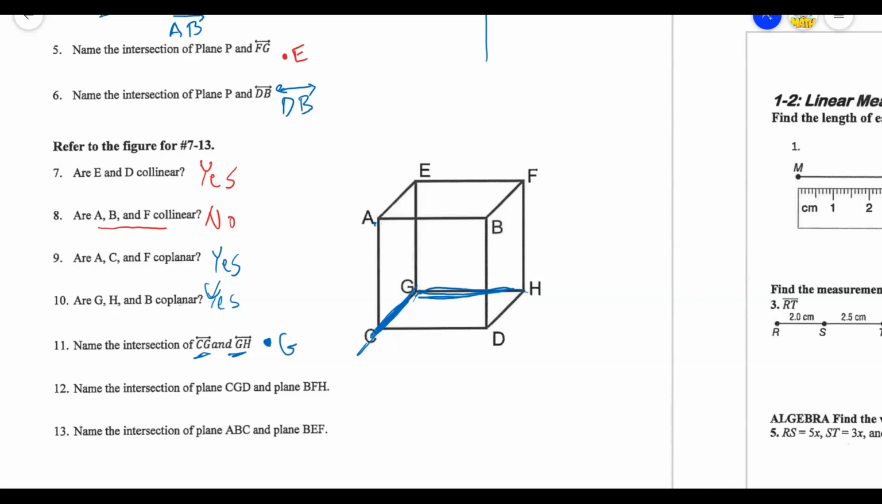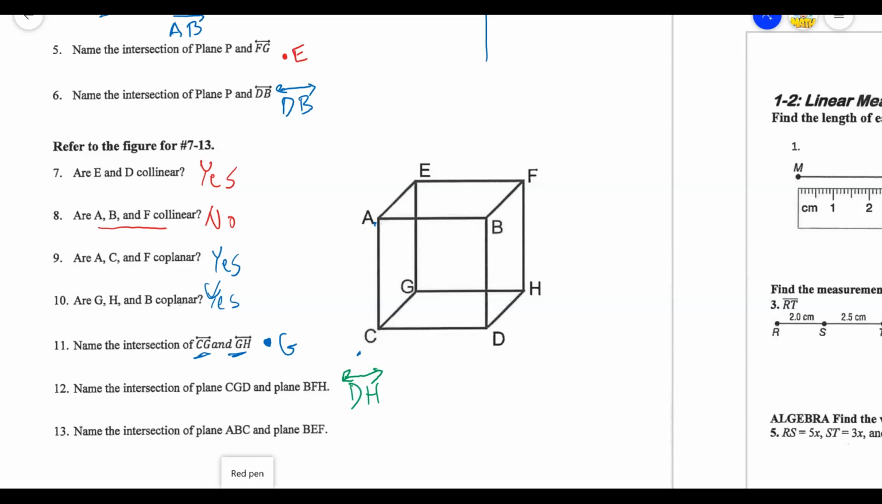Both letters are in the names of the 2 line segments. Now we want to name the intersection of a plane and another plane. We have plane CGD, which is this bottom plane down here. It's plane CGD, it's the floor. And BFH, where's that? B to F to H, it's like this sidewall over here. Okay, so where do those 2 planes intersect? Okay, so hopefully you said they intersected at DH. And 2 planes are going to intersect at a line. So next one, we should be looking for a line for this as well.